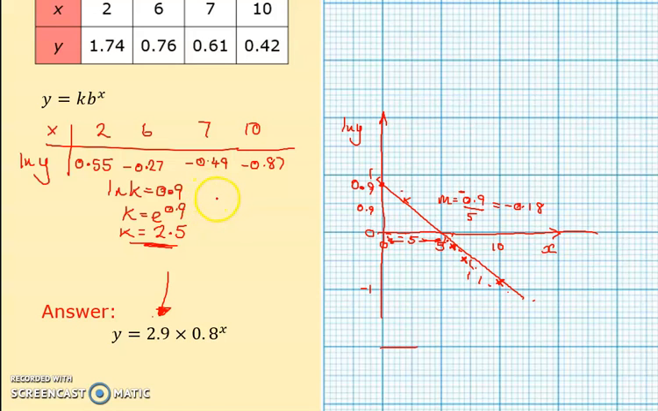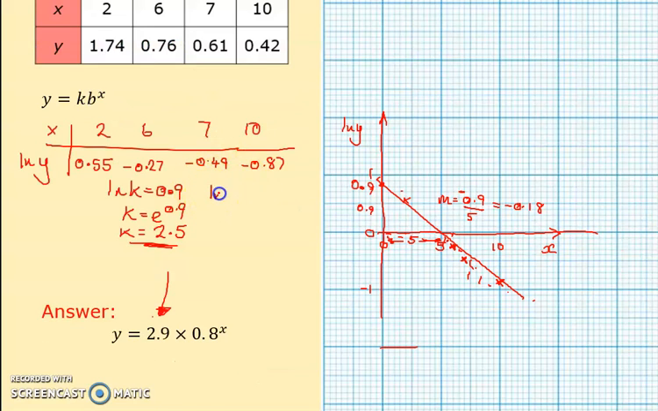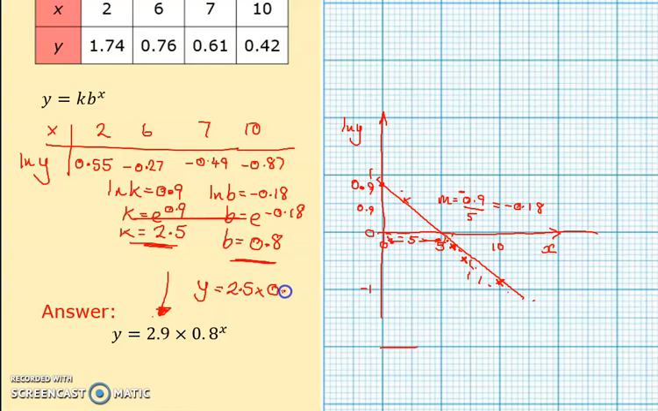Certainly it's not horrendous. And I also said that my m is log b. So my gradient is log b. And what was that? It was minus 0.18. So b is e to the minus 0.18. B equals e to the minus 0.18. It's actually very close. It's 0.8 to 1 decimal place again. So that one's much better. If I'd written this, then I would have written y equals 2.5 times 0.8 to the x.